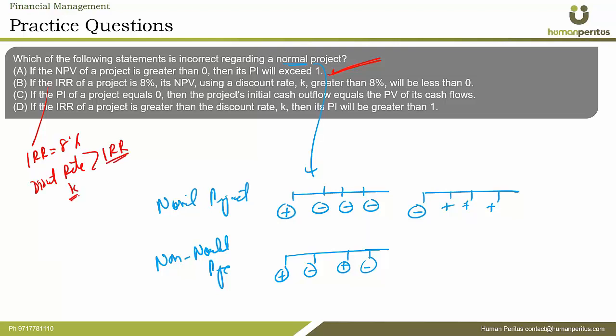Discount rate K is greater than IRR. So I am not making good money because my internal rate is less than the discount rate. Then of course my NPV will become less than 0, and therefore the second is also right.